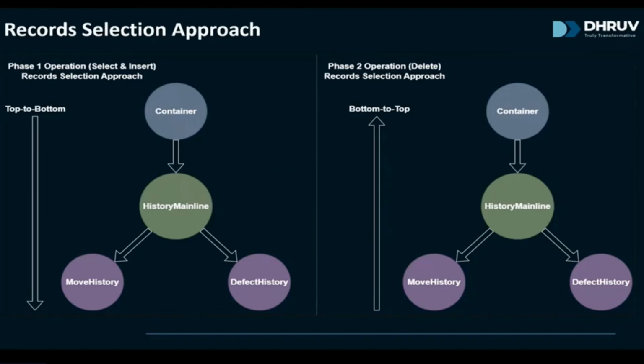EmVault follows a bottom to top approach, deleting child records first and then parent records. This prevents orphaned data and ensures safe cleanup. This structured approach guarantees data consistency and integrity across archive, purge, and restore operations.